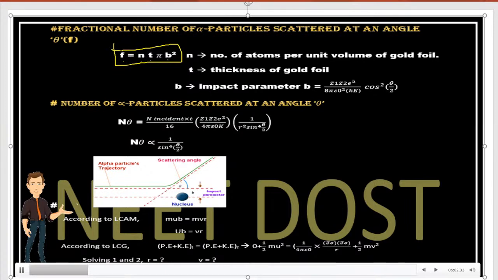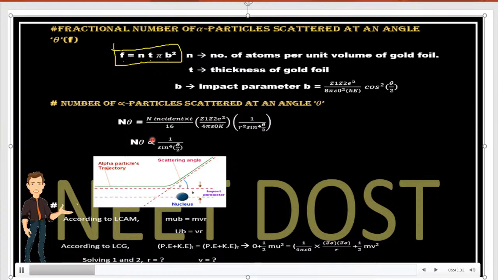Coming to another subtopic of Rutherford's alpha particle scattering experiment: the number of alpha particles scattered at an angle theta. These two are interrelated, but this will be a different question. N theta, the number of alpha particles scattered at an angle theta, equals the number of incident alpha particles into t, the time, by 16 into Z1 Z2 e square by 4 pi epsilon naught K into 1 by r square sin power 4 theta by 2. This is the formula for the number of alpha particles scattered at an angle theta.